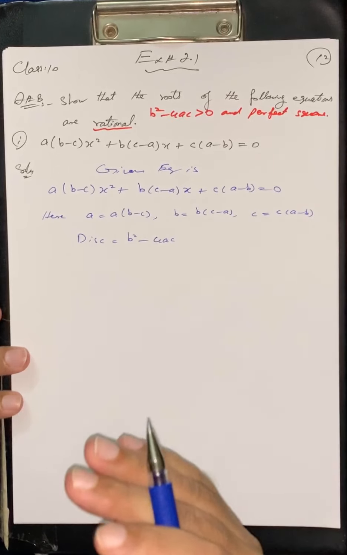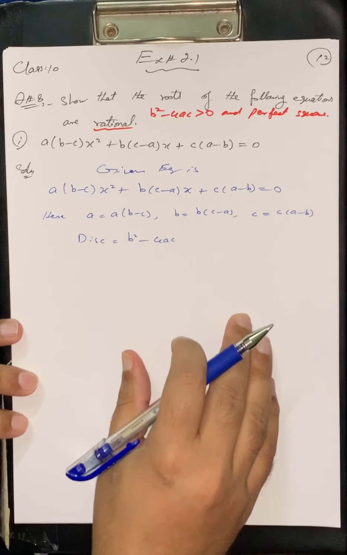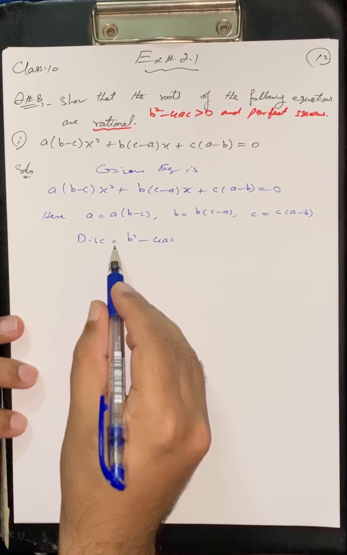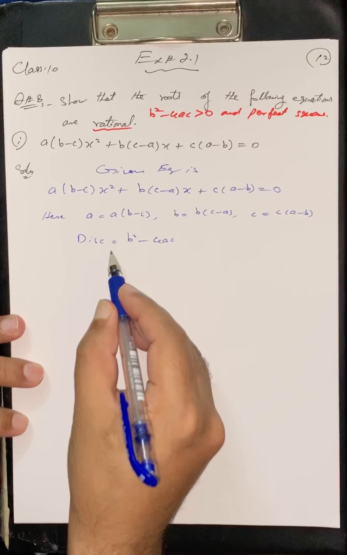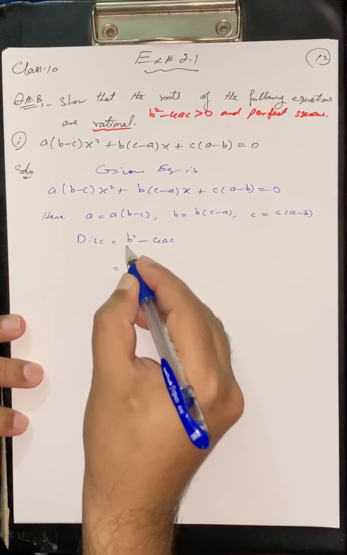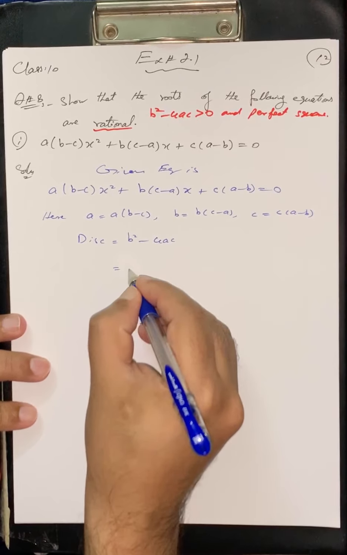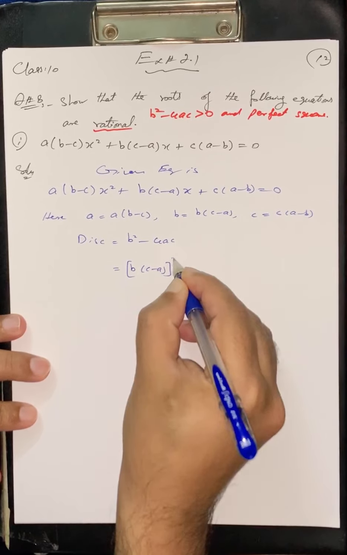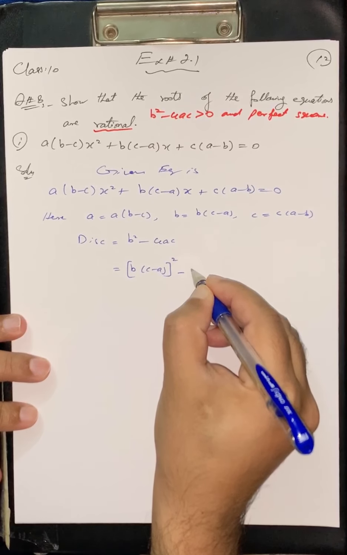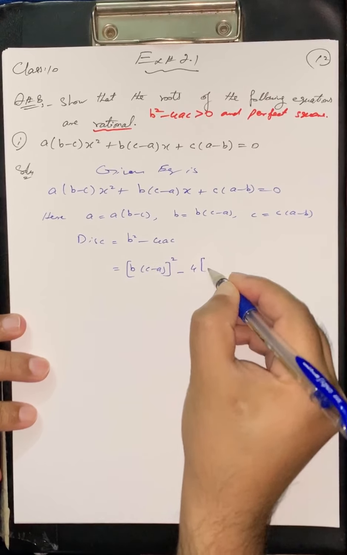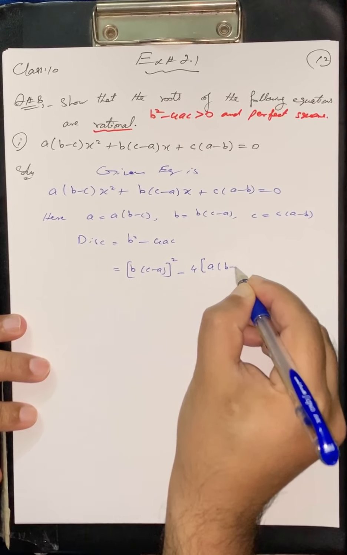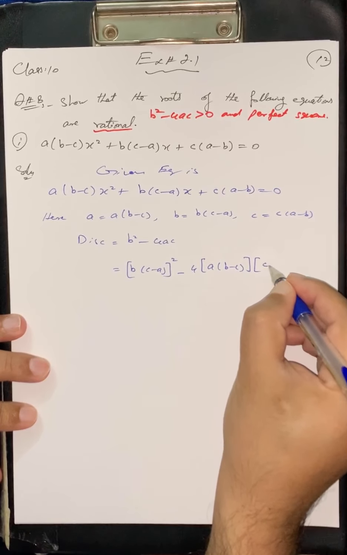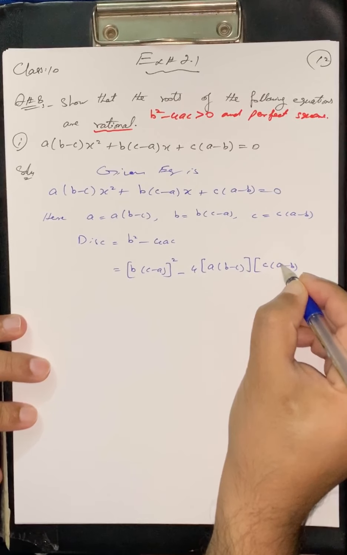Because when the roots are equal, then we put it equal to 0. When we prove rational or irrational or real, we always write the discriminant and use the values inside, writing equal under equal, okay dear? Use the values inside. The value of b is b into c minus a, whole square, minus 4. The value of a is a into b minus c. The value of c is c into a minus b.